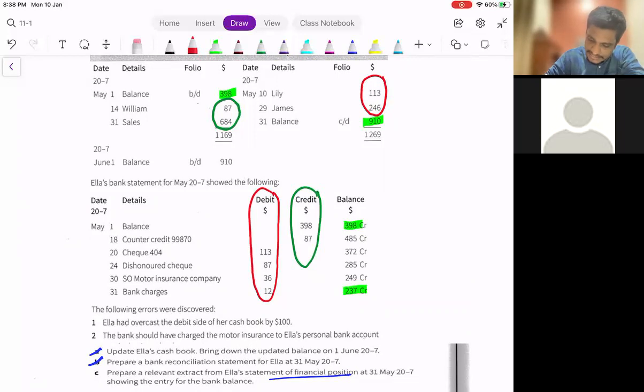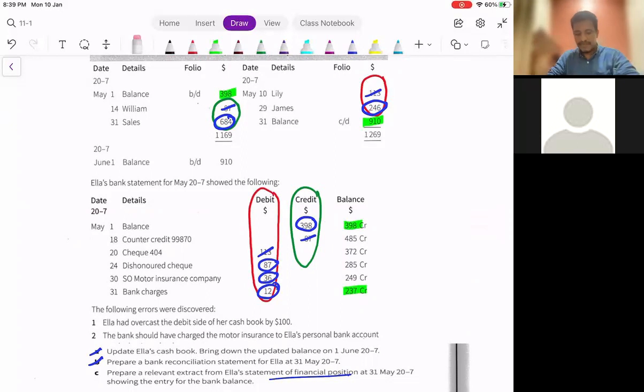Okay, here I can see 87, 87 cancel because it's same. This one I circle. This one also I circle because it's not same. And 113, 113 cancel. 246 circle, 87 circle, 36 circle, 12 circle. Okay, whichever not same, I circle. Don't circle the balance b/d and balance c/d. Balance b/d and balance c/d, normally we don't circle. Okay, now we see how many problems? 1, 2, 3, 4, 5, 6 problems. There are 6 problems, 6 circles I do.